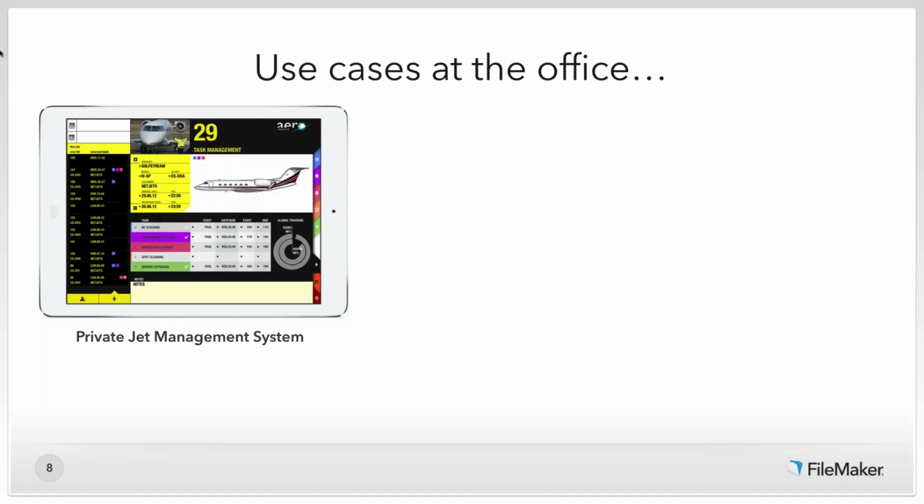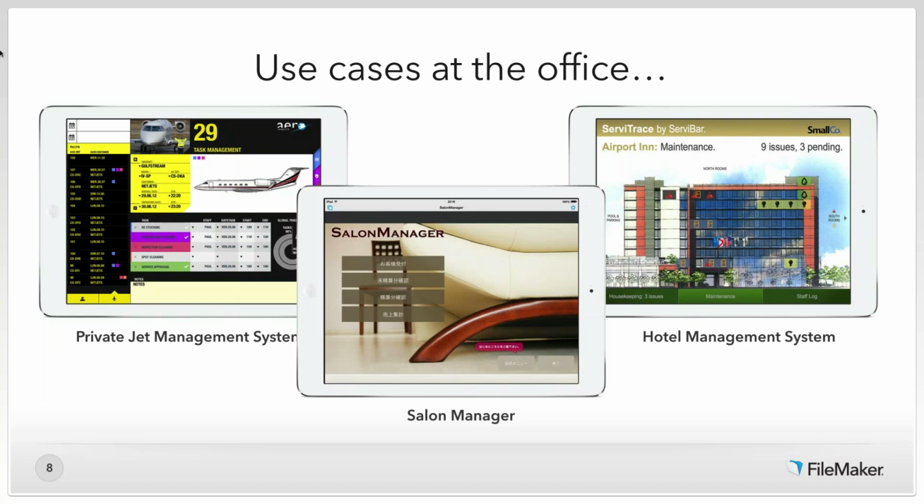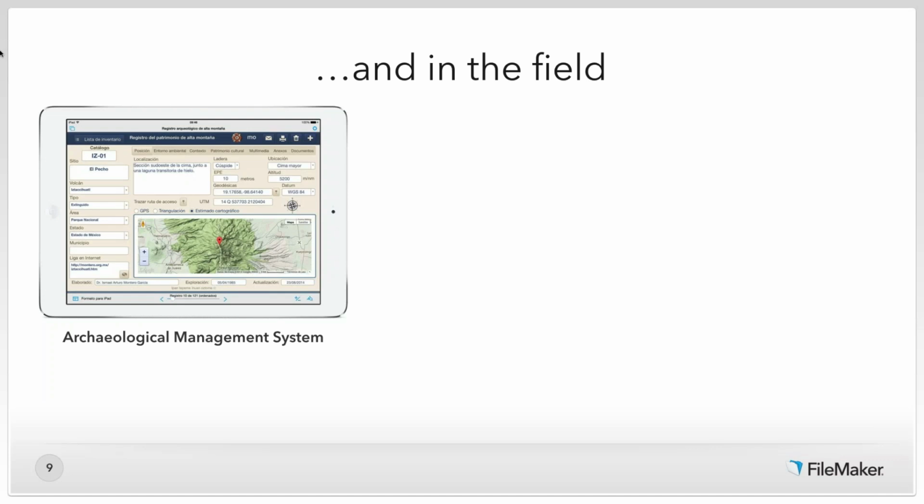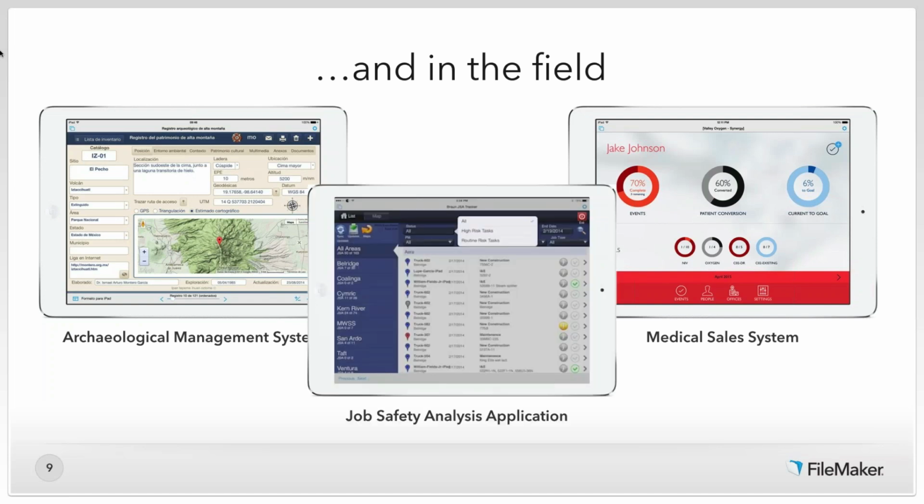So let's have a look at some of the use cases that our developers and our customers have given us screenshots of, and we've put on the website. We've got anything from a private jet management system. We've got the hotel management system there that's actually looking after the fridges in the rooms. We've got a salon over in Japan. An archaeological management system out in the field, with maps and very useful information. A medical sales system, so sales guys out on the road with dashboards and KPIs. And we've got a job safety analysis application for a very large engineering firm across multiple sites, and very, very big sites.